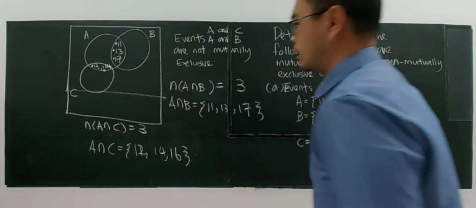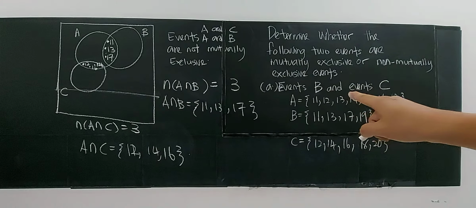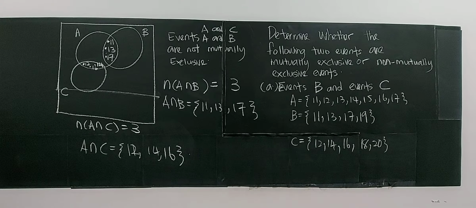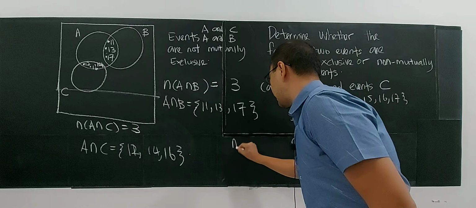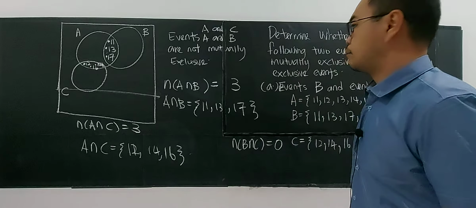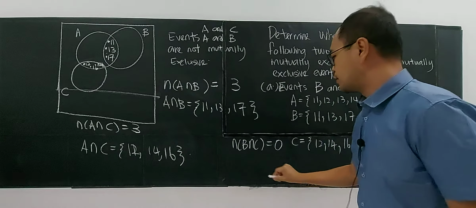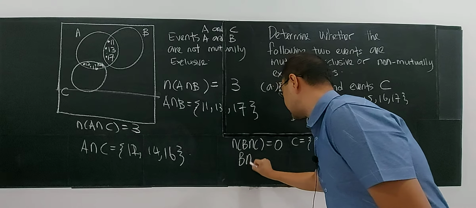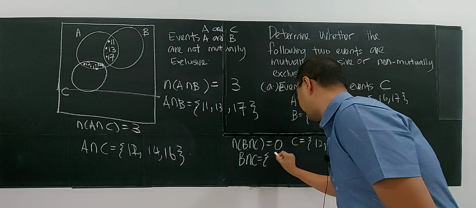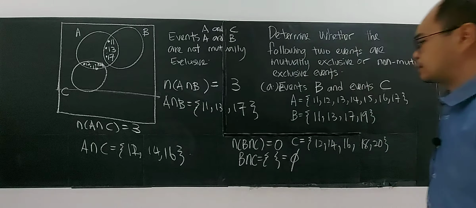But look at set B and set C, events B and C. There is no element shared between B and C. They never overlap. We say that B intersect C is actually an empty set.